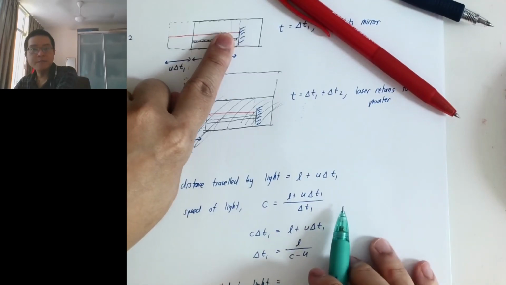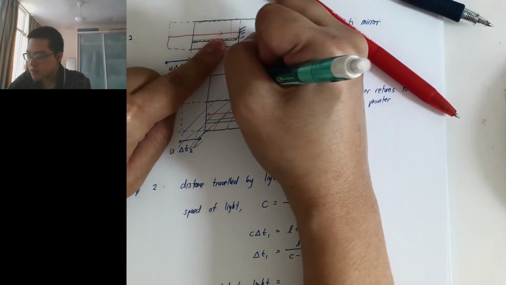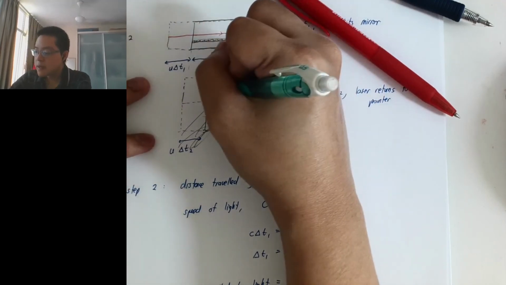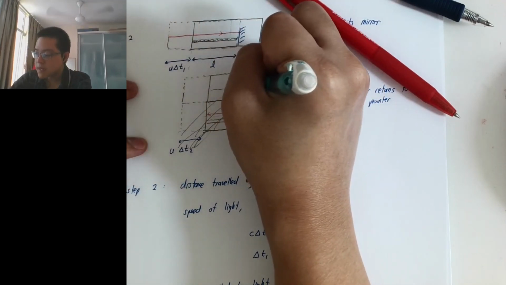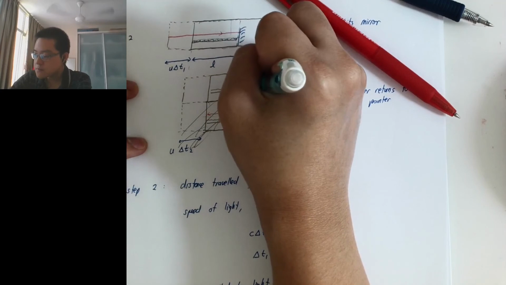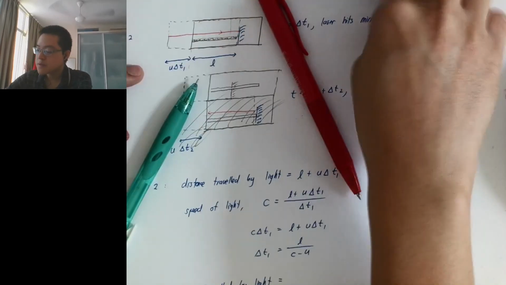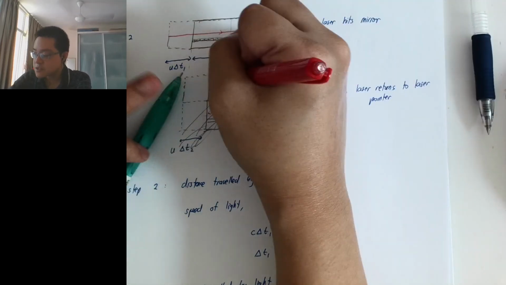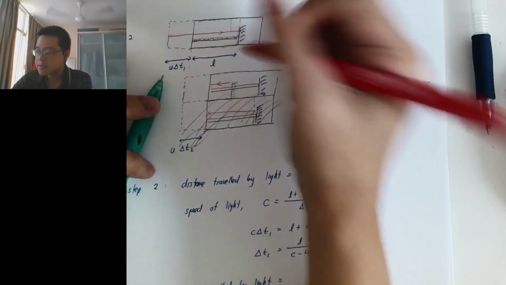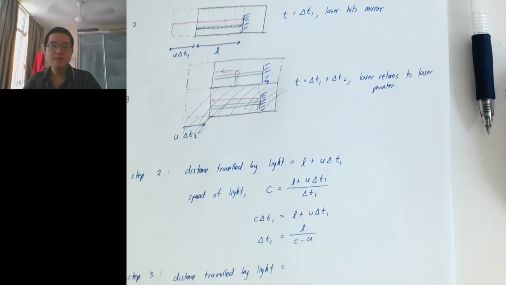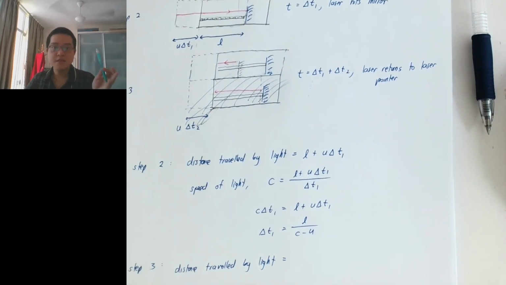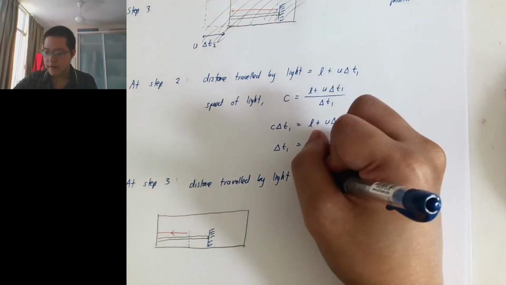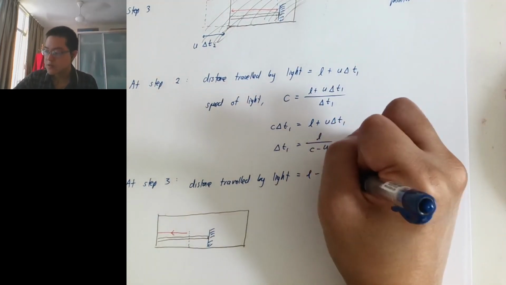When it hit the mirror, the mirror was here. This is the previous position of the mirror. Then during this time interval, the whole system has moved forward. So now my mirror is here. So the distance traveled by the light is like this. The distance traveled by the light is shorter. So the distance traveled by light is actually L minus u delta t2.